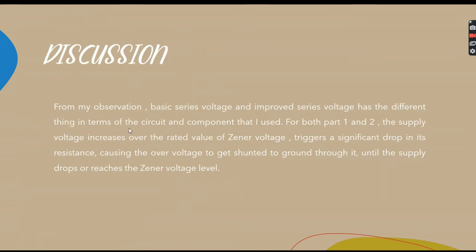So, discussion from my observation: the basic series voltage regulator and the improved series voltage regulator have different things in terms of the circuit and components that I use. For both part 1 and 2, when the supply voltage increases over the rated value of the Zener voltage, it triggers a significant drop in its resistance, causing the overvoltage to get shunted to ground through it until the supply drops or reaches the Zener voltage level.